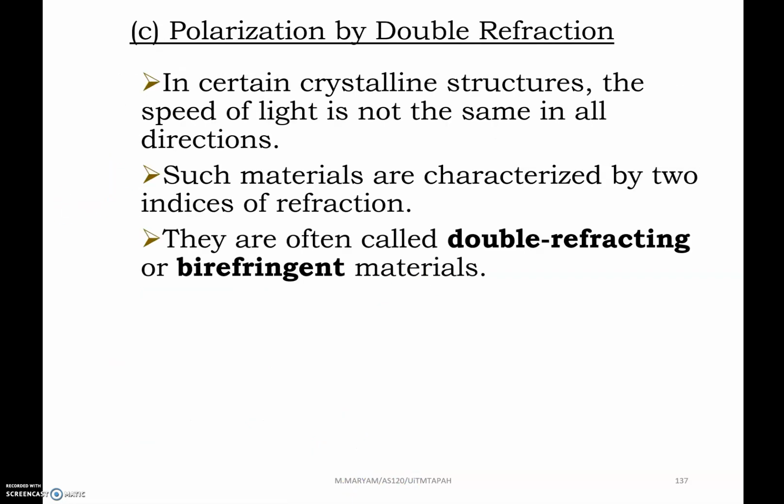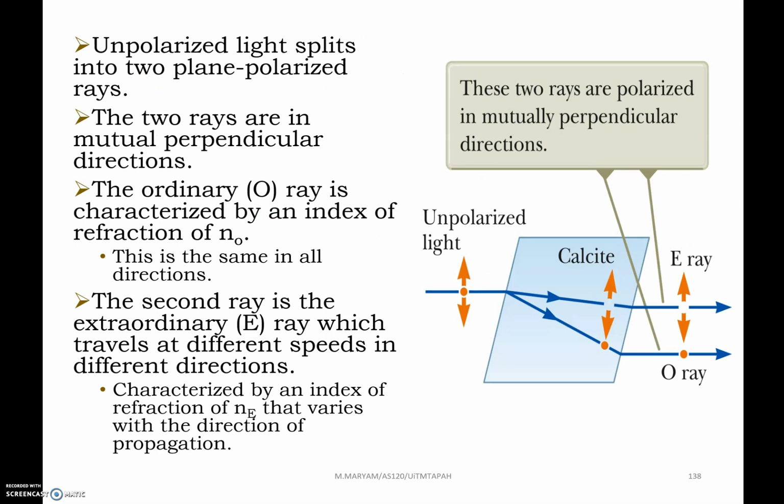Let's go to the next type of polarization, the third one, which is polarization by double refraction. Polarization by double refraction is easily confused with polarization by reflection because it's pretty much the same thing, like passing through a different medium. But polarization by double refraction usually applies to crystalline structures. For crystalline structures, the index of refraction is different depending on where the light hits. Such materials are characterized by two indices of refraction, and can also be called double refracting or birefringent materials.